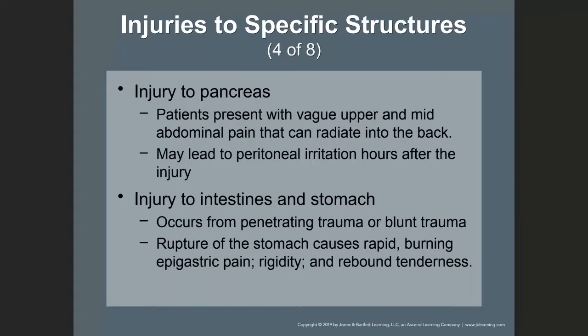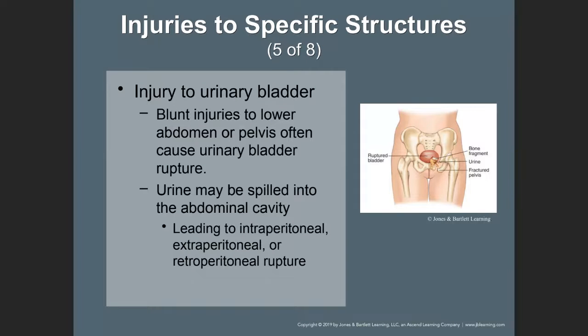Injury to the pancreas. Patients present with vague upper and mid-abdominal pain that can radiate into the back. It may lead to peritoneal irritation hours after the injury. Injury to the intestines and stomach occurs from penetrating trauma or blunt trauma. Rupture of the stomach causes rapid burning, epigastric pain, rigidity, and rebound tenderness.